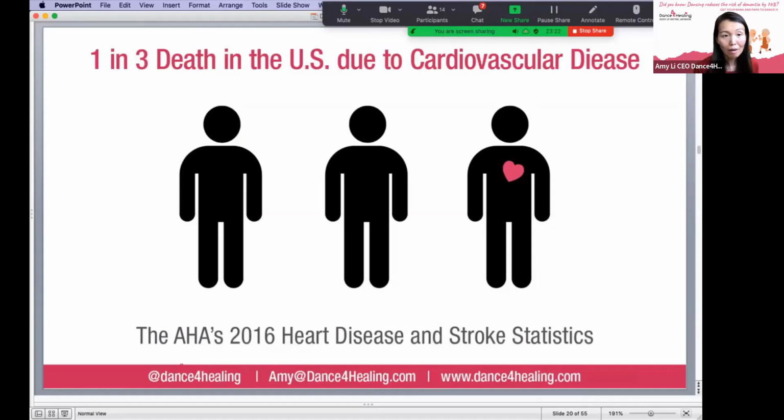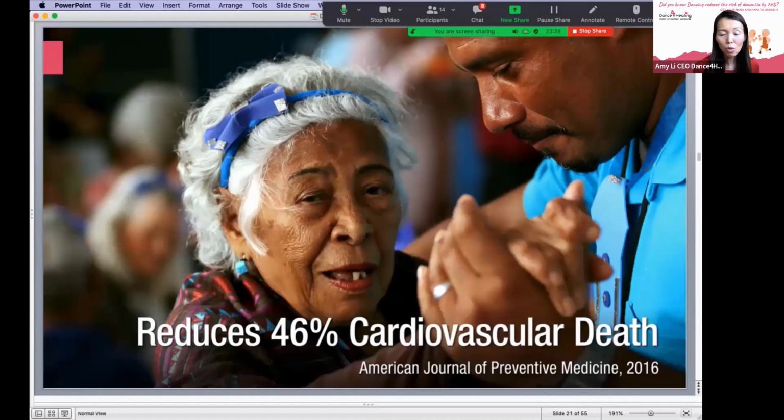One in three deaths in the US is due to cardiovascular disease. This is a 20-year study in the UK of 48,000 patients, published by the University of Sydney, indicating that compared to other exercise, dance reduced cardiovascular death by 46%.